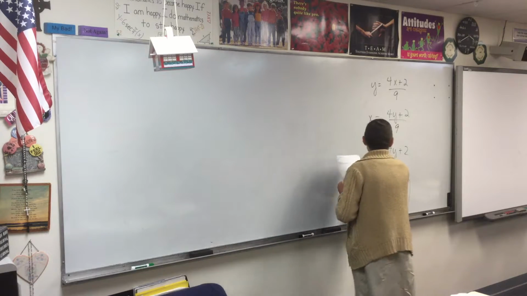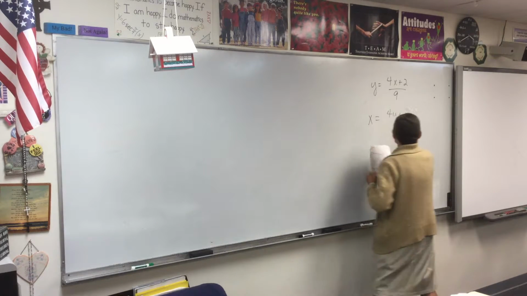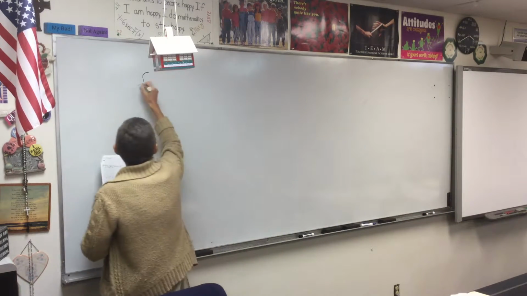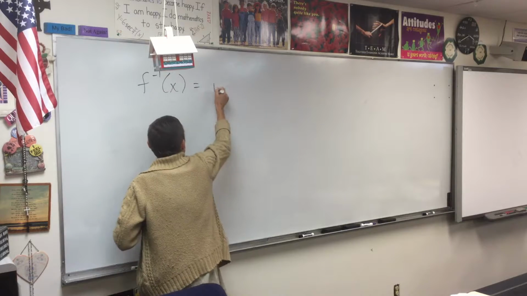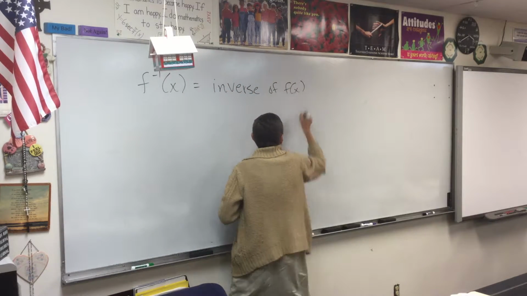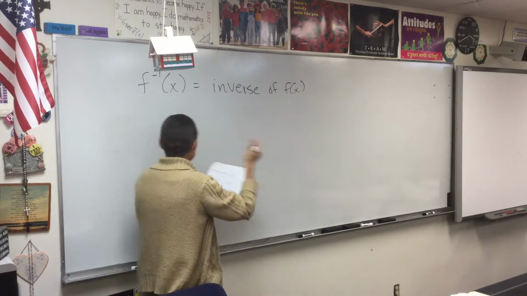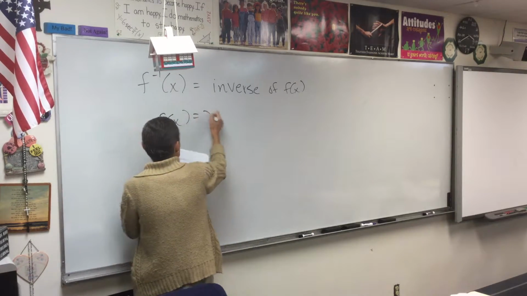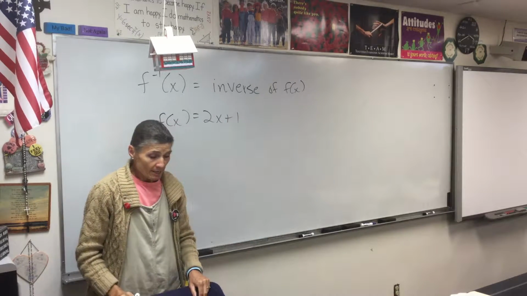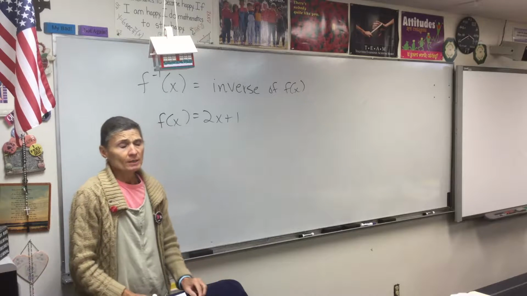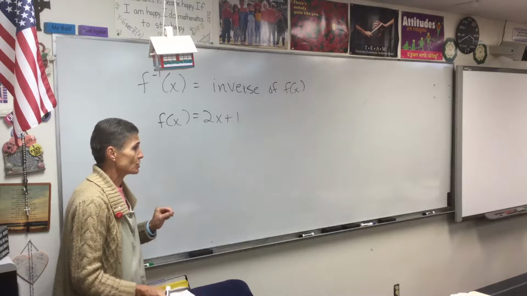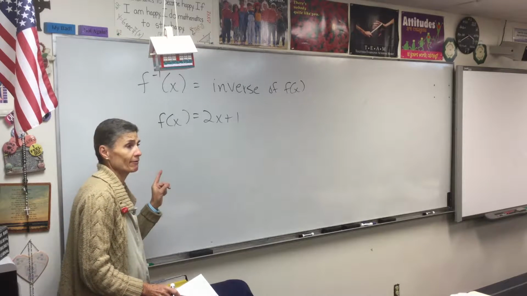All right, so we are going to find the inverse. That's what that crazy looking notation means. This means the inverse of f of x. So f of x is some function. Let's look at our first one. It is 2x plus 1, and we are going to find the inverse. You did this last year, but you may not remember. In a minute, we're going to see what it means to be the inverse, but right now, I want to show you how to find it.